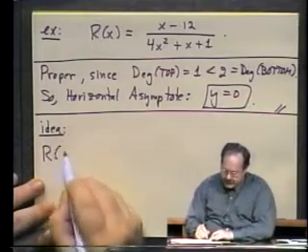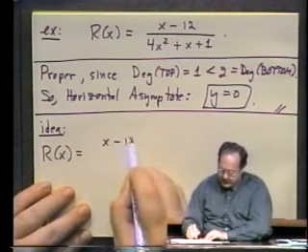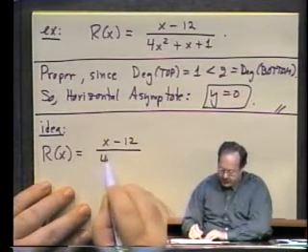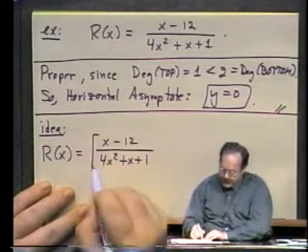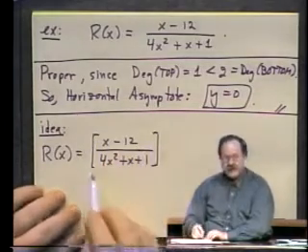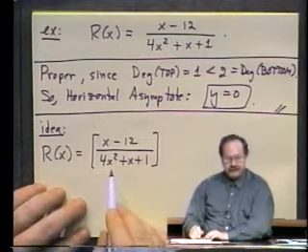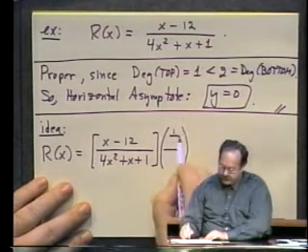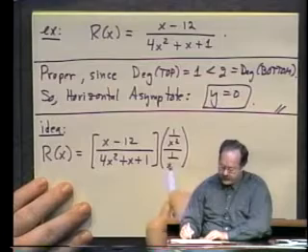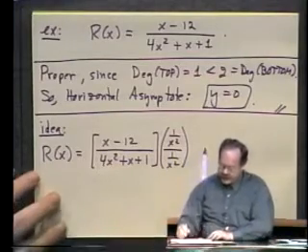Here's an idea that's sort of behind what's going on. Suppose I take this R of x, let me write it down again. X minus 12 over 4x squared plus x plus 1. And imagine that I look through this, top and bottom, and I find the highest power of x. That is x squared. And now suppose I multiply top and bottom by 1 over x squared. Now this is just to make my point, so watch what happens when I do this.